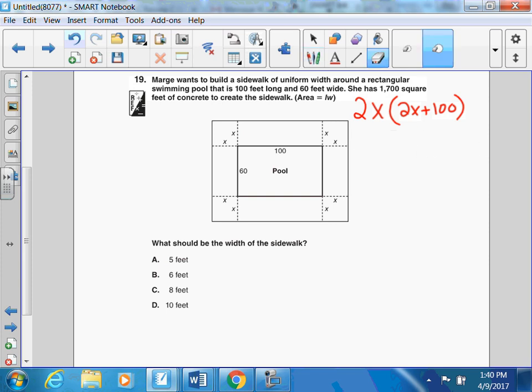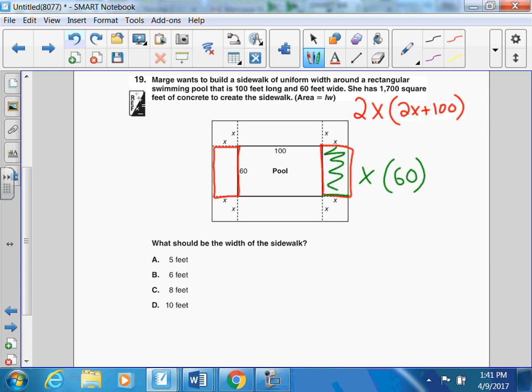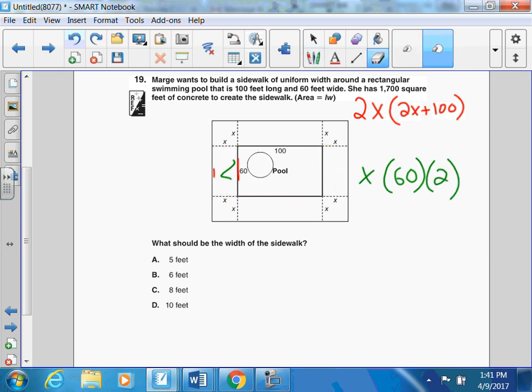Now, what am I missing? Well, I need to find the area of this and the area of this and add it to this right here, and that would give me the area of the entire sidewalk all the way around. Well, you have x going across right here, so I'm going to have x, and then I'm going to multiply with the height, which is 60. So this would be 60x. Then I have another one over here, so I'm going to times this by 2. So with these two expressions, I have what's representing the area of the entire sidewalk.